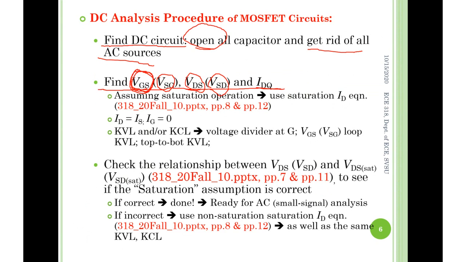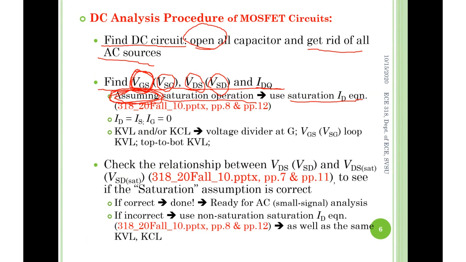And then start to conduct circuit analysis. Basically, you need equations to find unknowns, right? So I'm providing you some idea about how to come up with the equations. The first equation you don't want to lose, very important, is the saturation operation ID current equation. Here, I'm emphasizing.